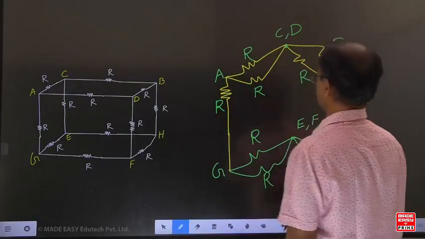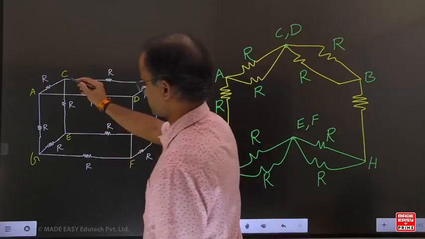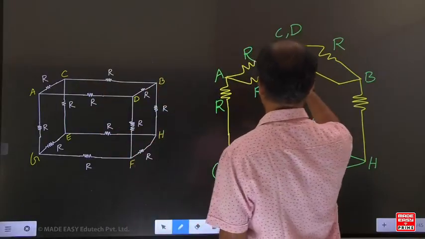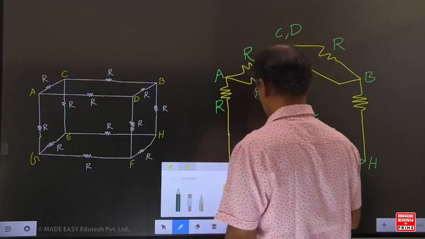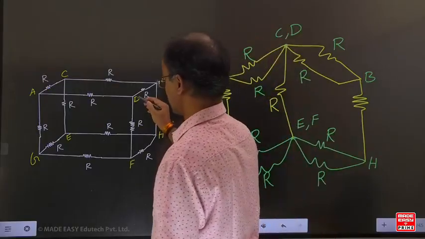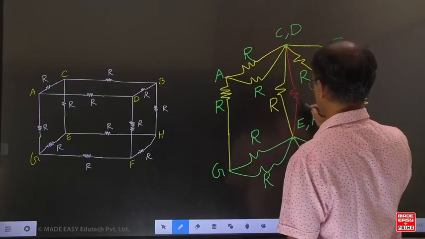Come to the other one. Come to C and the E. देखिए इधर C to E one more element R, and other one is a D to F, is a one more element R.